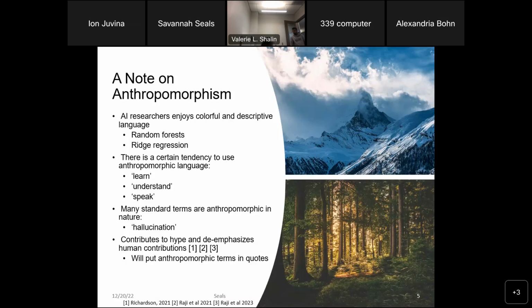So, a big note on anthropomorphism. If you've had any exposure to AI research, you know that AI researchers love colorful language. So we have things like random forests as the name of algorithms. We have ridge regression as a regression approach. And AI researchers tend to ascribe human-like capabilities to models, even when they don't have anthropomorphic names.